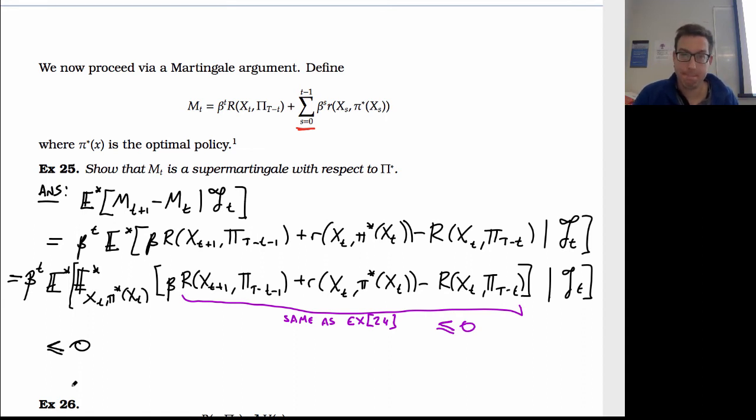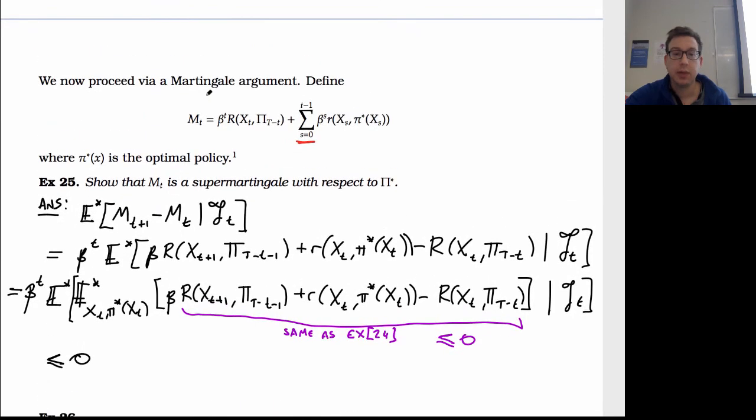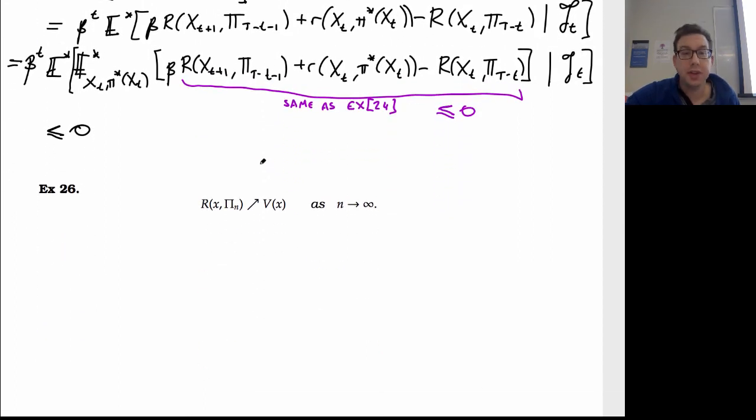So this martingale, or it's not a martingale, it's a super martingale, it's going down. So let t get bigger. And we can use that. What we're doing is interchanging between the policy iteration at time t and the optimal policy for the first t steps. So we're kind of trading off between the two. With this, we can actually show the result that the reward function of the value iteration converges up to the optimal value.